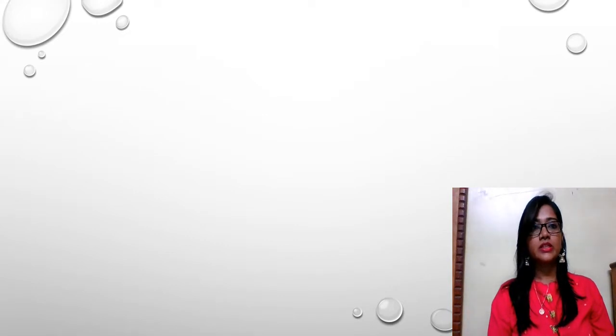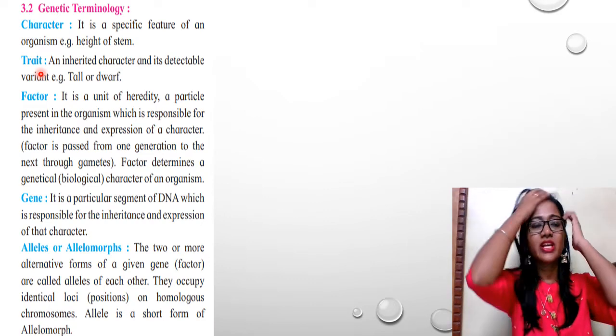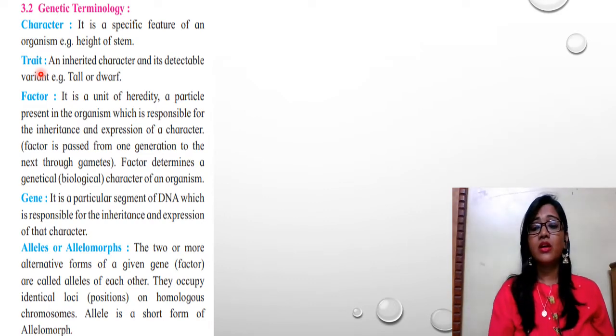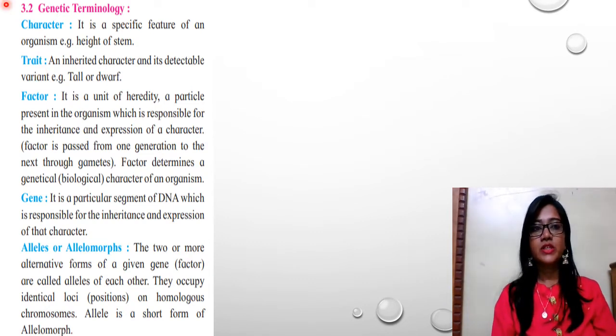So in this slide, I'm just going to explain some genetic terminology. I have already explained it earlier, so in this part I will just read out the terms. First term is character. What is character? It is a specific feature of an organism. Example, height of stem. So height of stem is a character. What is trait? An inherited character and its detectable variant, that is tall and dwarf.